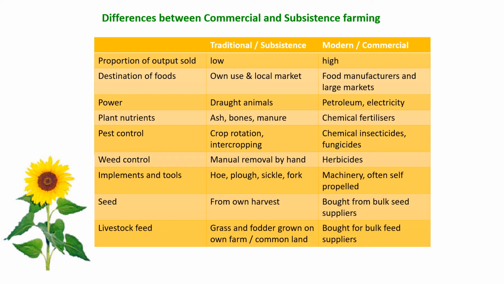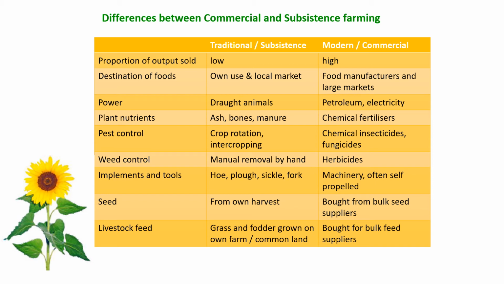Pest control. Subsistence is crop rotation and intercropping. What that means is just planting certain things together. For example, if you plant garlic with your root crops, it will help control pests. In commercial farming, that's using chemical insecticides and fungicides. Weed control, manually by hand, or great big herbicides. Implements and tools, more traditional, and then for commercial are highly mechanized.